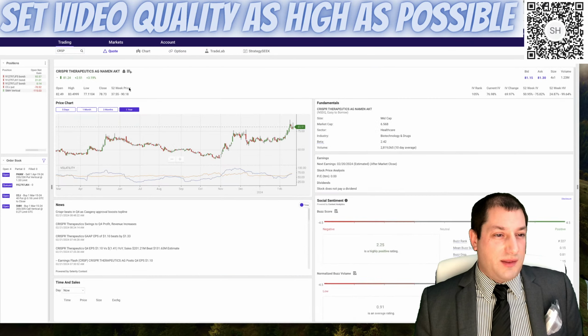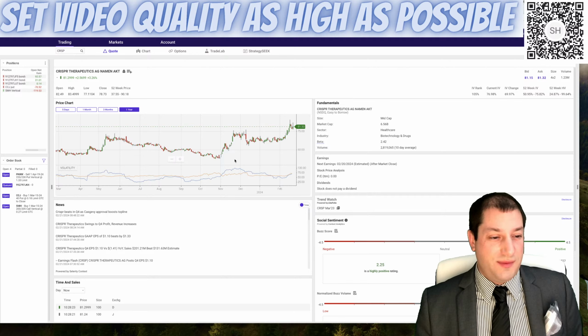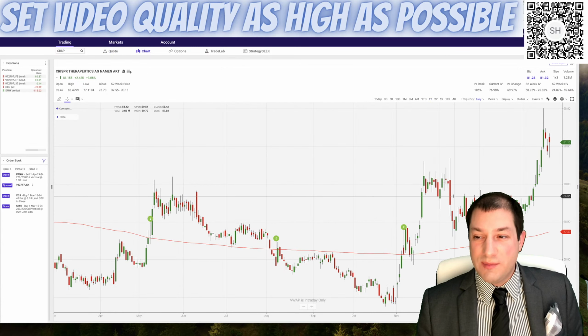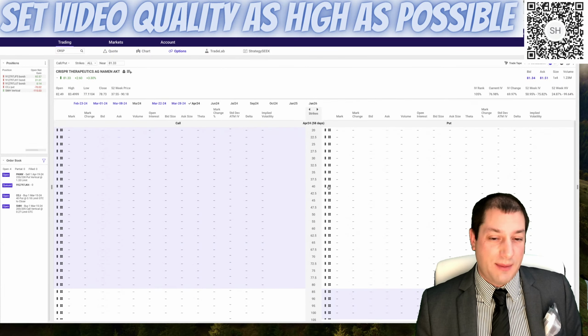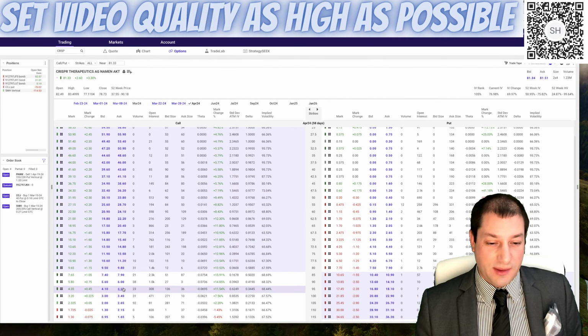CRISPR Therapeutics. I thought this was higher. Maybe it's already sold off. Earnings were yesterday after the close. Not that big of a movement. And it's probably going to show up in the option prices. Actually, there's some green on the call side.